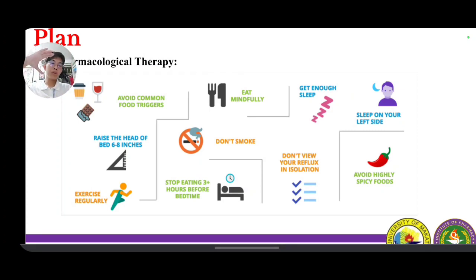Because if you sleep on your right side, the acid would go here and the esophageal sphincter is here. So it would irritate the LES or lower esophageal sphincter. Also lastly, avoid highly spicy food because it is acidic and it will irritate your stomach or your lower esophageal sphincter more.